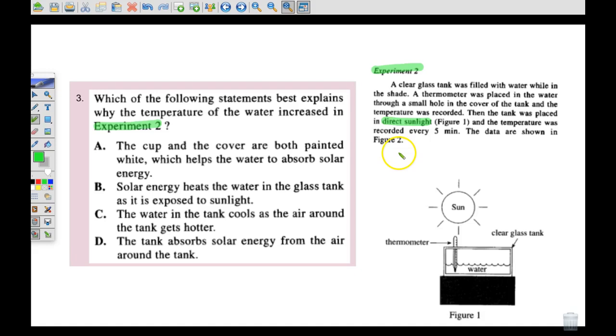So in this particular question, you have to read into it a little bit, because the thing that caused the temperature to go up was the sun. So it's not only in the synopsis, but it's also in figure 1, where the only thing affecting the temperature is the sun itself. So the best answer for this question is B.